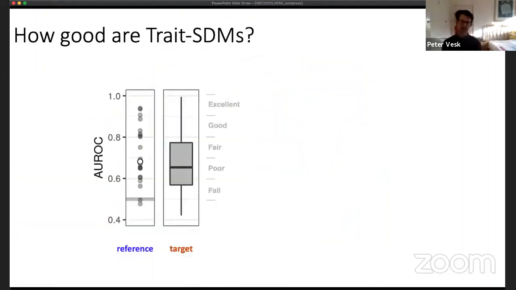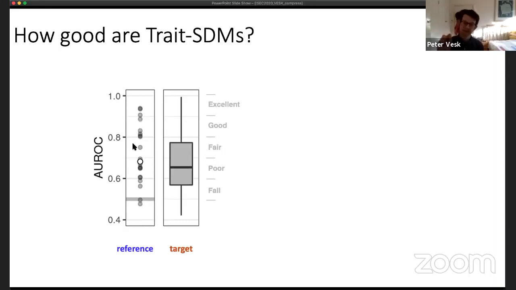So how good are those? Here is our reference region, and this is the area under the receiver operating curve. The grey dots are the individual species and the white dot is the median. This is saying that the median was just a bit lower than 0.7, which is on the border between fair and poor in a qualitative interpretation. Some are excellent, some are worse than random.